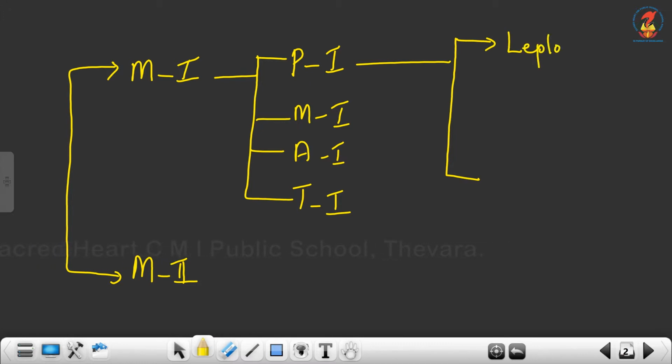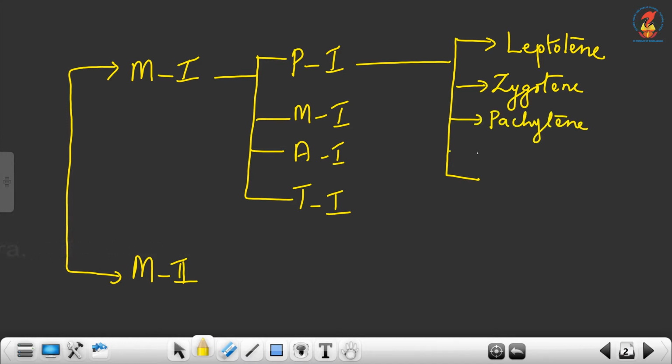leptotene, zygotene, pachytene, diplotene, and the last stage diakinesis.